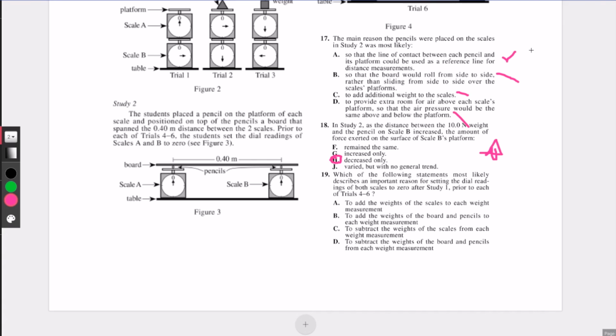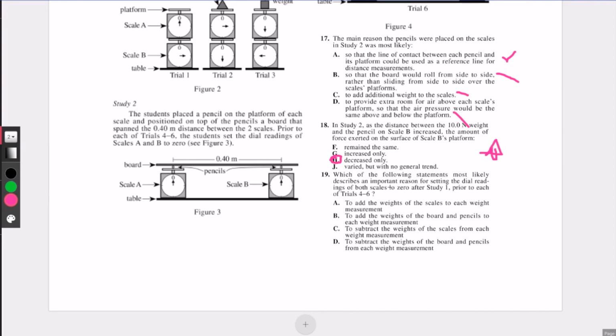Question 19 asked, which of the following statements most likely describes an important reason for setting the dial reading on both scales to 0 after study 1 prior to each of the trials 4 through 6? So our options are to add the weights of the scales to each weight measurement, to add the weights of the board and pencils to each weight measurement, subtract the weights of the scales from each measurement, and to subtract the weights of the board and pencils from each weight measurement.